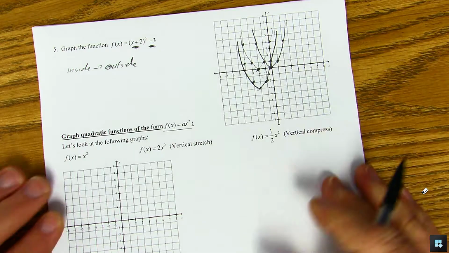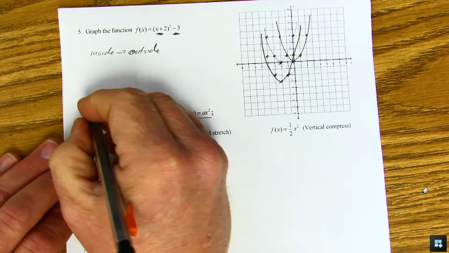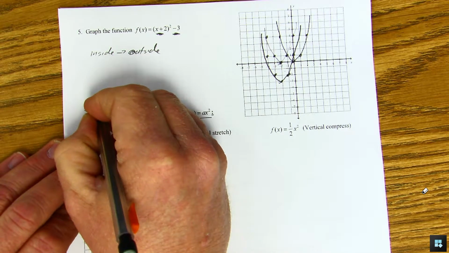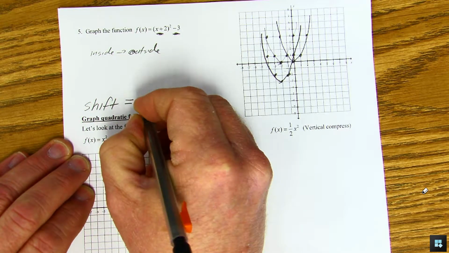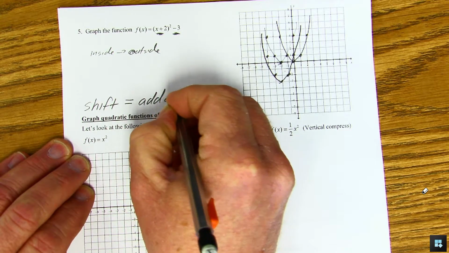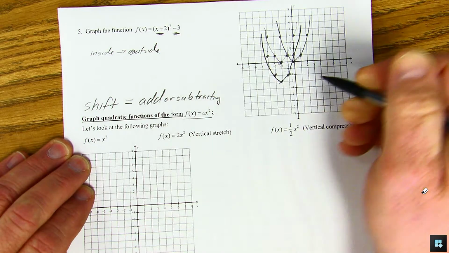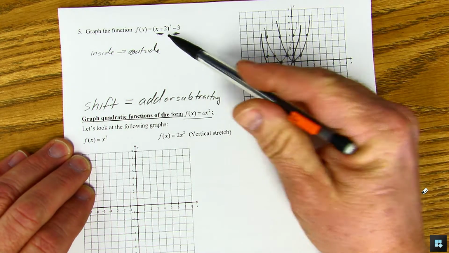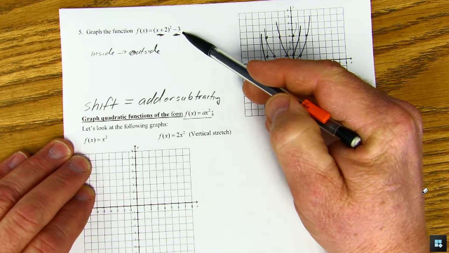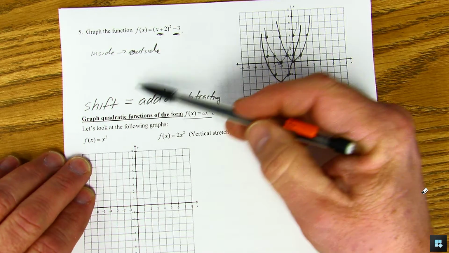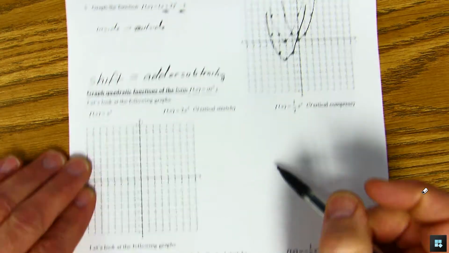All right, now what? Just to let you know, anytime there is an add or subtract, that is a shift. So shift comes from either adding or subtracting a number. Okay, and we can add or subtract inside the parentheses or outside the parentheses, and we just do inside, opposite, horizontal, outside, vertical, same. Shift is when we just take the whole graph and move it left, right, up, and down. Let's take a look here.